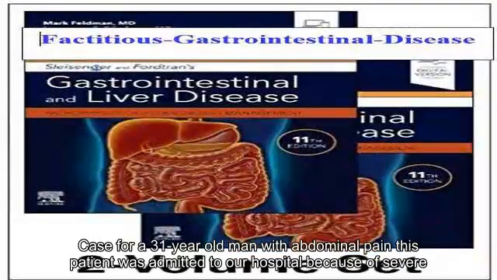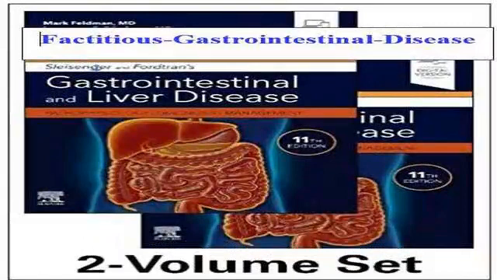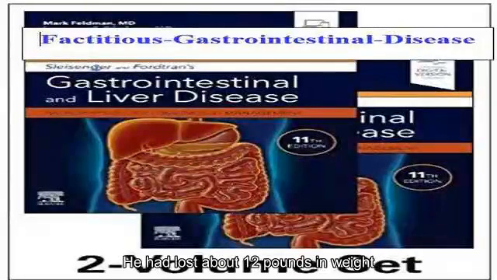Case 4: a 31-year-old man with abdominal pain. This patient was admitted to our hospital because of severe abdominal pain during the previous 6 weeks. The pain was mid-abdominal in location and was present mainly after meals. He had lost about 12 pounds in weight. Physical examination revealed no signs of peritonitis.